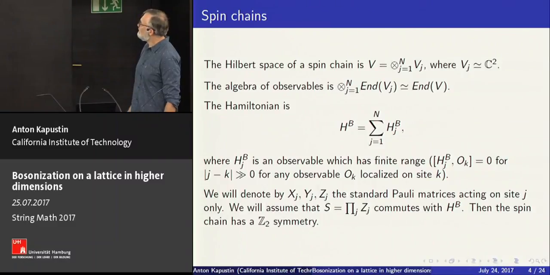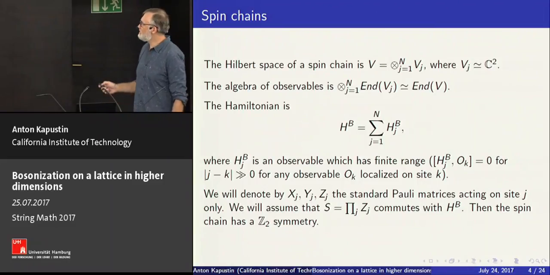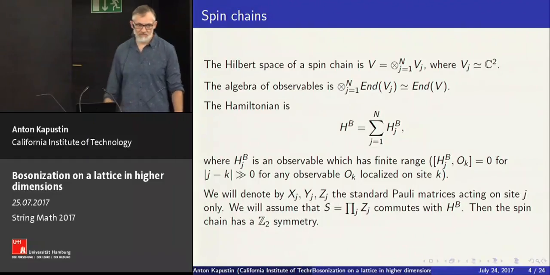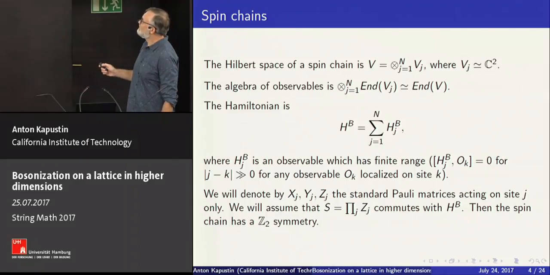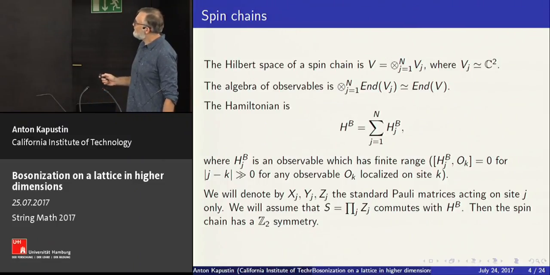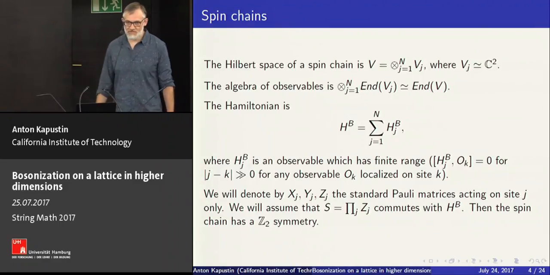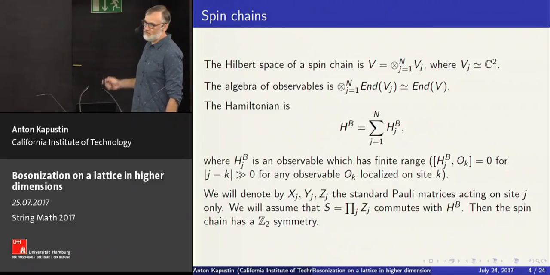And what does local mean? Well, there are somewhat different things one can mean by this, but what I mean is the following. Suppose you have an observable strictly localized on site k, which means it acts as the identity operator on all factors in this product except one, the kth one. And then I say that this particular term H from this sum has a finite range if this commutator is zero for a sufficiently large distance between the two. Essentially, I could also require something weaker, like maybe exponential decay of this commutator, but I won't.